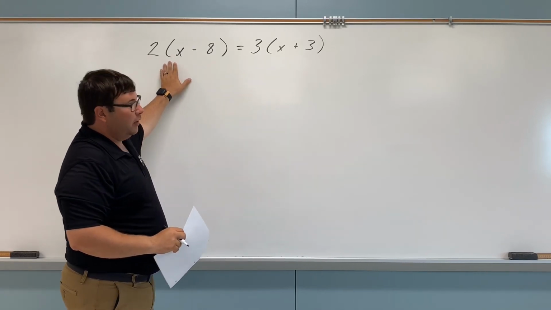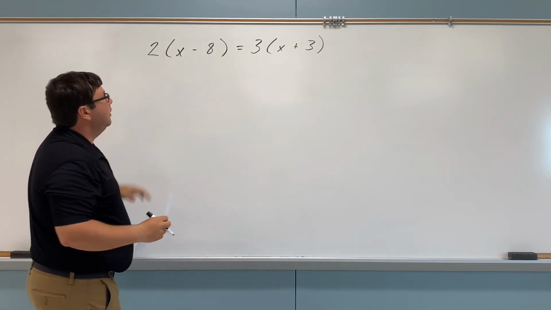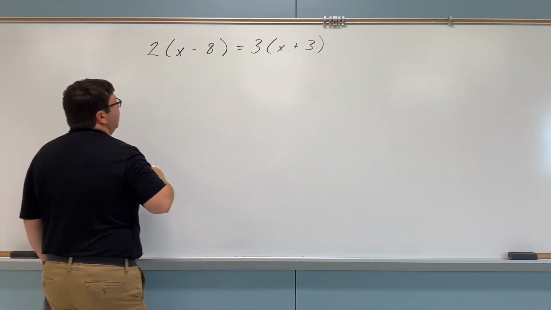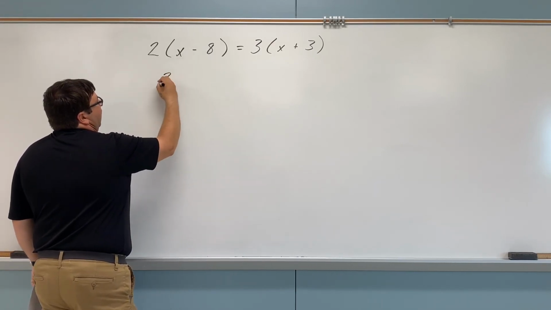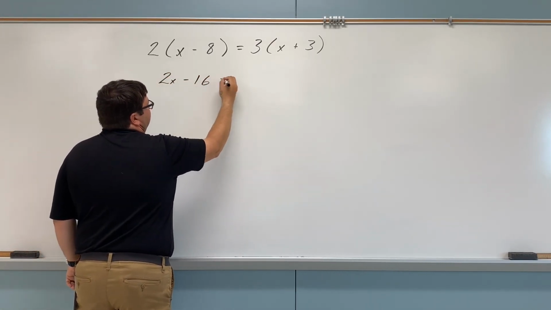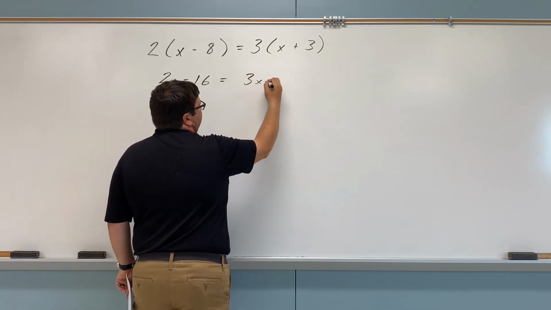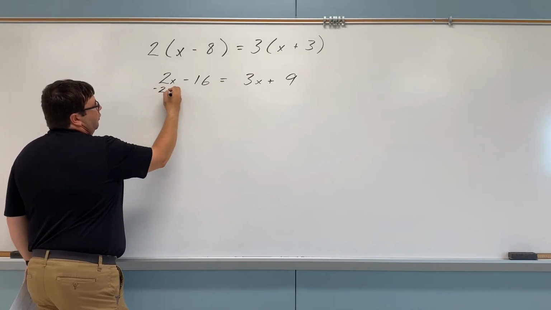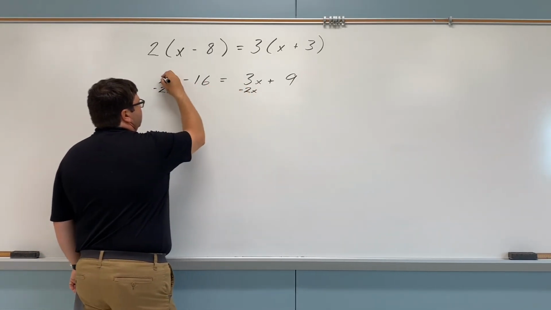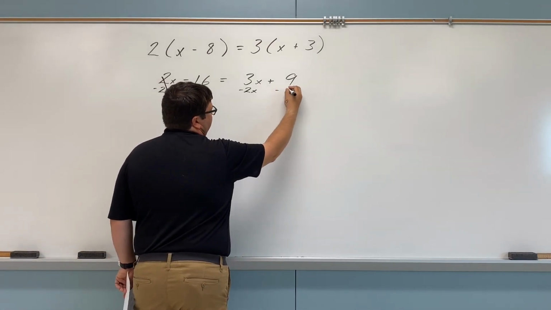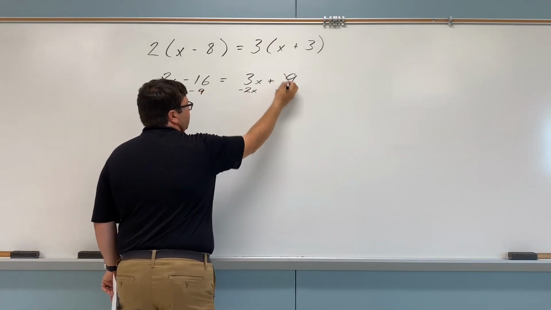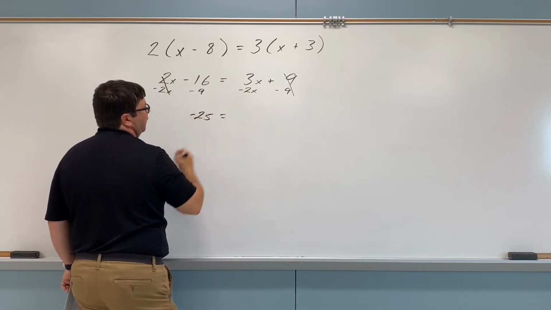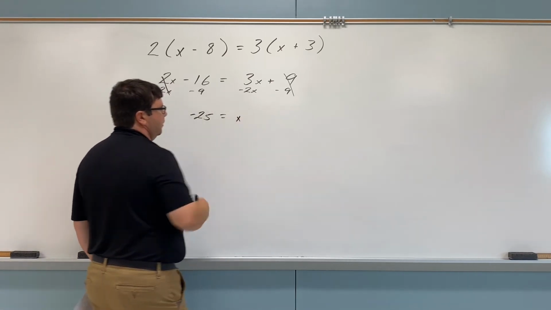We've got it deconstructed into an algebraic equation. And what we are going to now do is solve. I don't see any fractions, so this looks pretty straightforward. I have 2x minus 16 when I distribute here. I have 3x plus 9 over here. I'm going to just move my 2x over. Likewise, I'm going to move my 9 over. And so that gives me, on this side, negative 25. On this side, x.